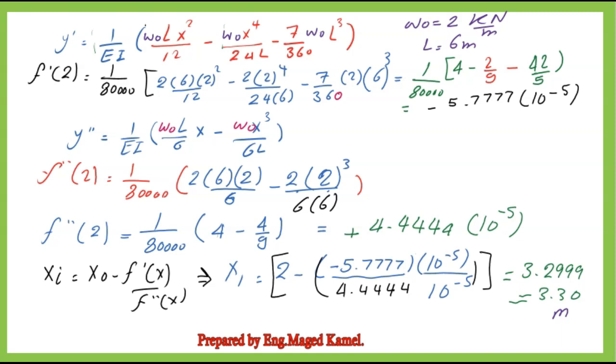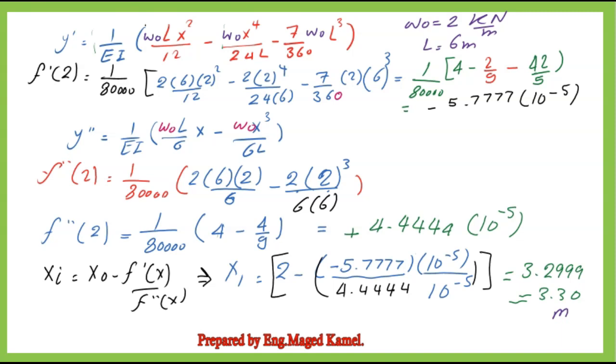W, which is 2 multiplied by 6 to the power of 3. This will give us minus 5.777 by 10 to the minus 5. While for the equation of y double dash, it will be equal to 1 over EI, minus W naught x cubed divided by 6L.